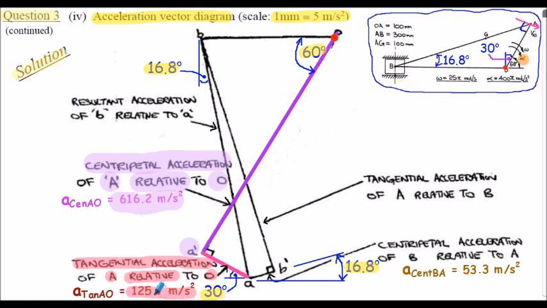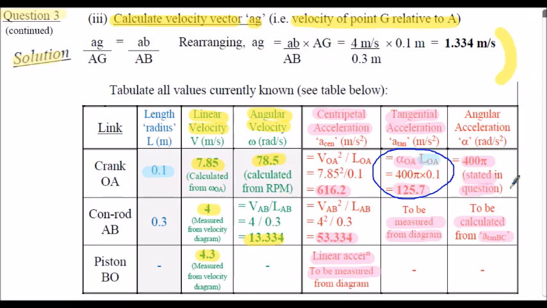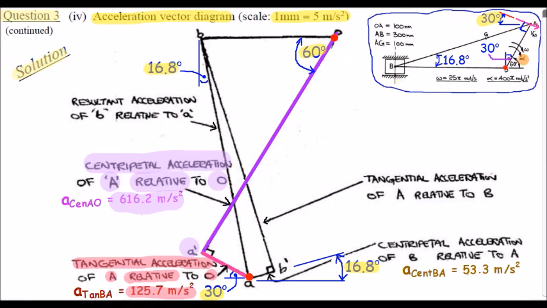From our previous table, we calculated the tangential acceleration AO to be 125.7 meters per second squared, shown here in our table. That now does define point A on our diagram. Now point A is defined, let's move ourselves to A on our diagram.